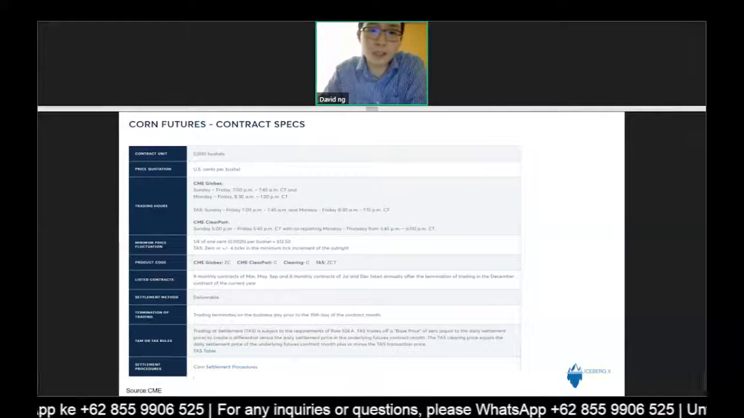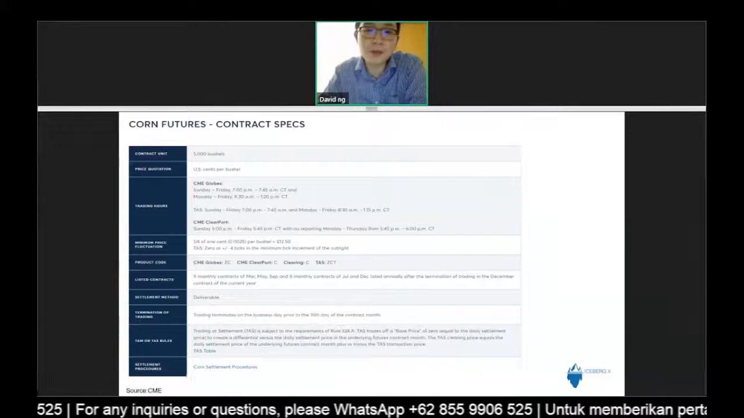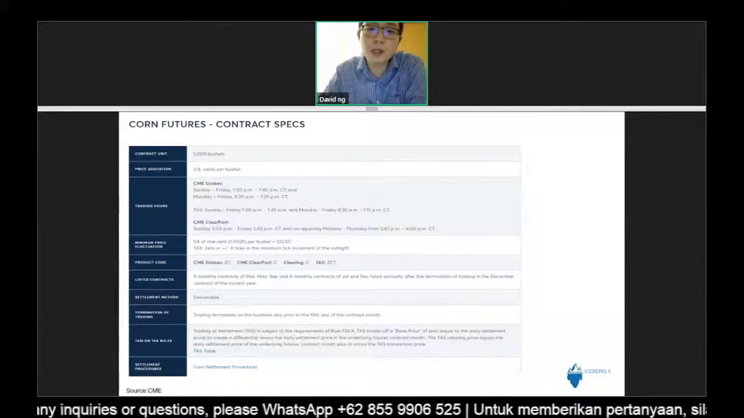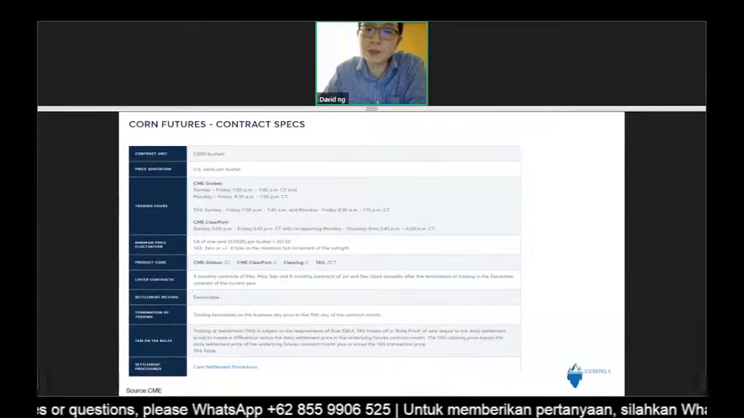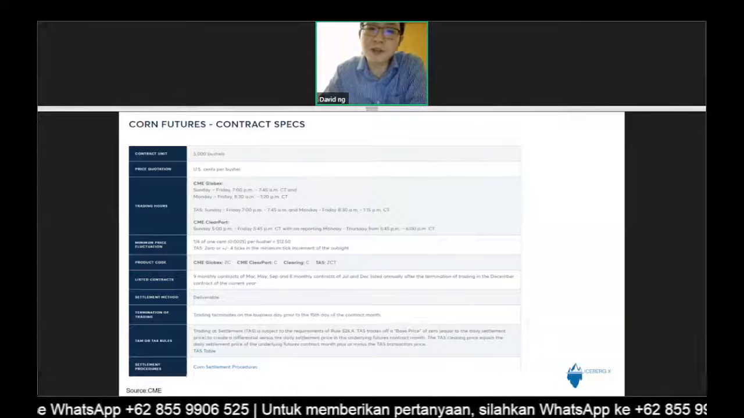This is basically the contract specs for corn and also soybean. I believe Phillip Futures will be kind enough to share with you the listed contracts that are available on CME, especially when it comes to the grains market. I believe they can share further detail with you.